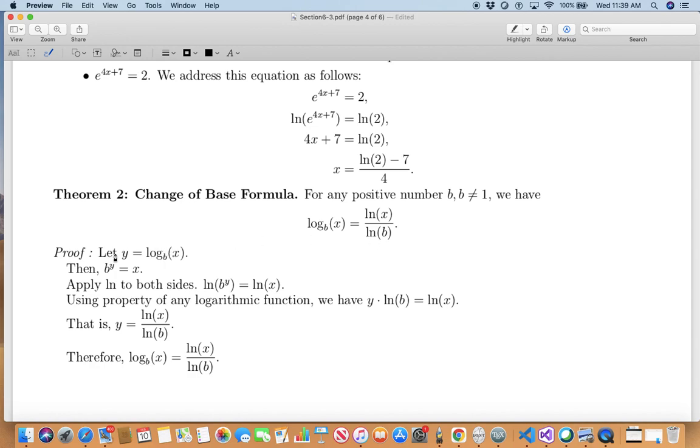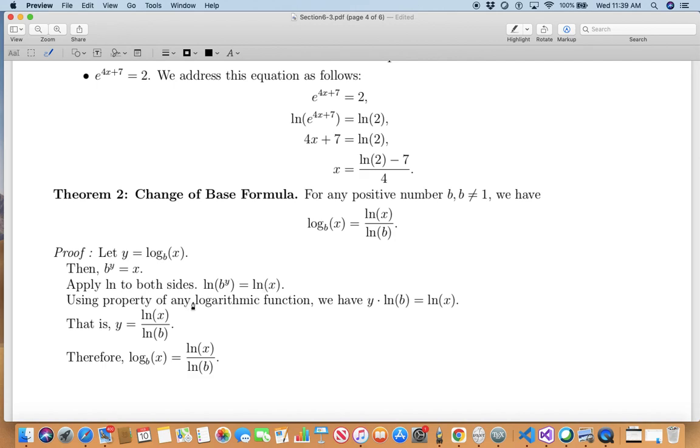How do we go about this? Well, suppose this is y. Let y be log base b of x. That is, b to the power y is x. That's what this means, right? b to the power y is x. Now I have a calculator, so I'm going to apply natural log to both sides. Natural log of b to the power y is natural log of x.